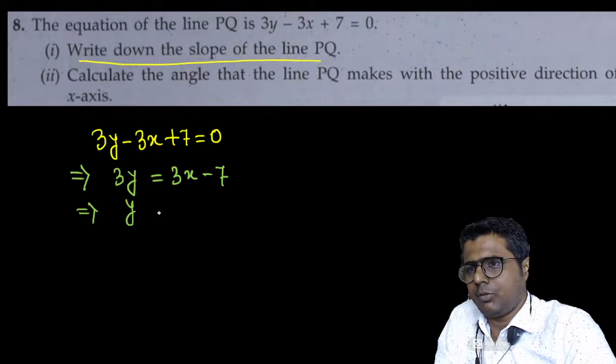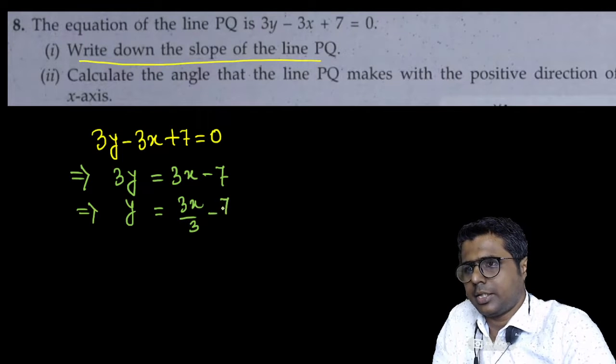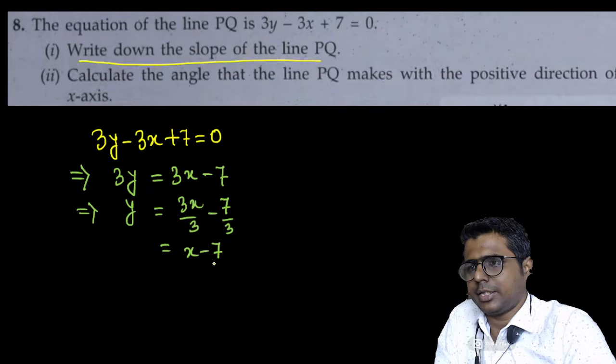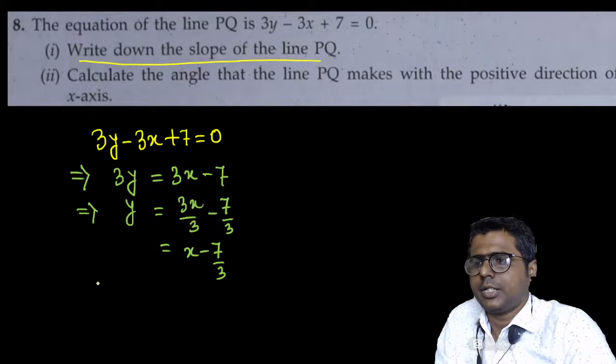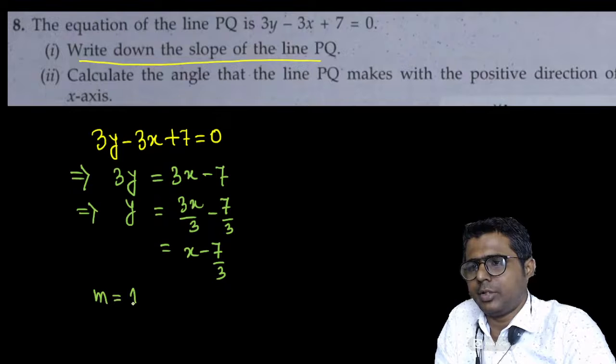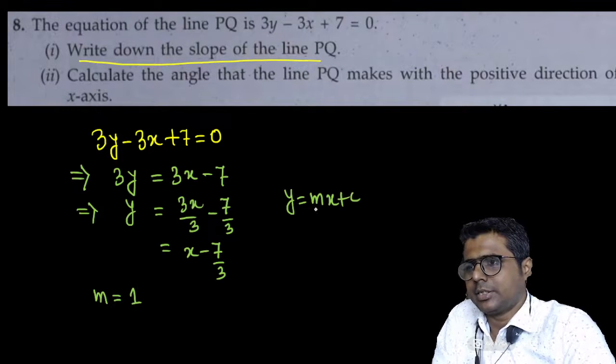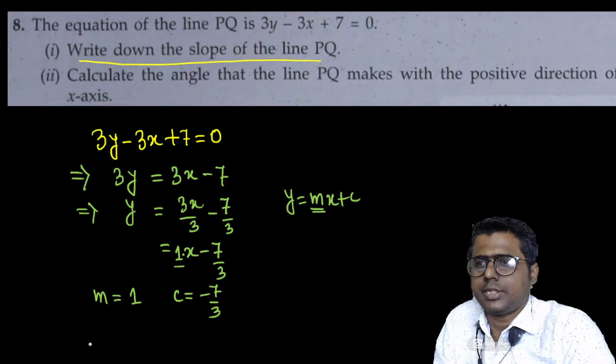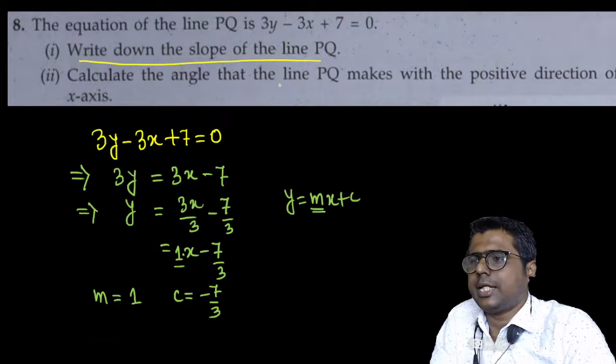From here I'll keep only y. So here it will be 3x by 3 minus 7 by 3, so x minus 7 by 3. Okay. So from here the slope can be easily calculated as 1, because if you compare with the equation y is equal to mx plus c, m is equal to 1, 1 into x, m is 1, and what is c? c is minus 7 by 3.